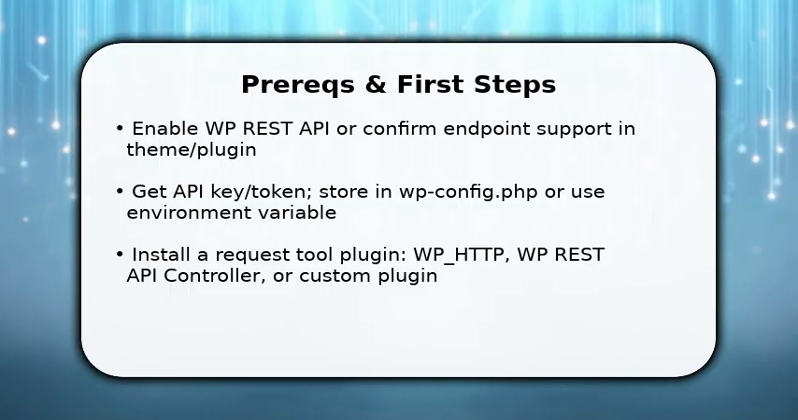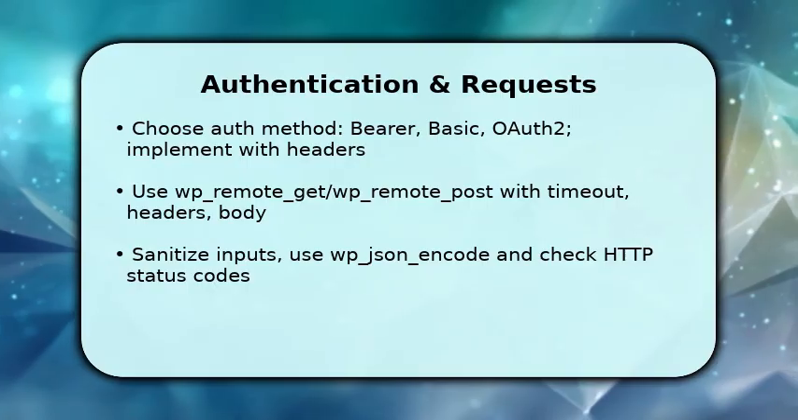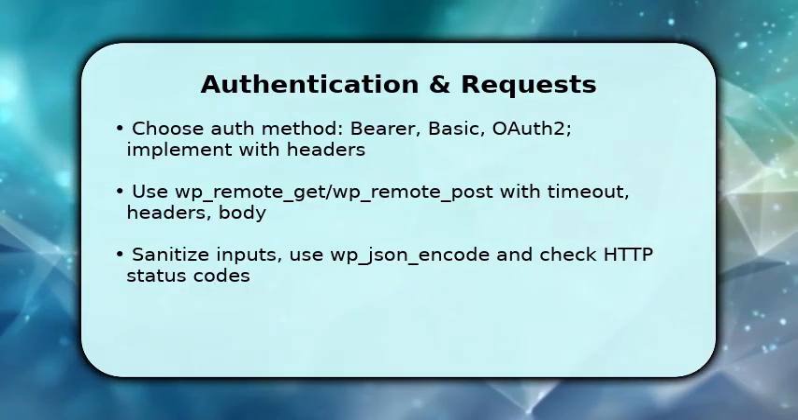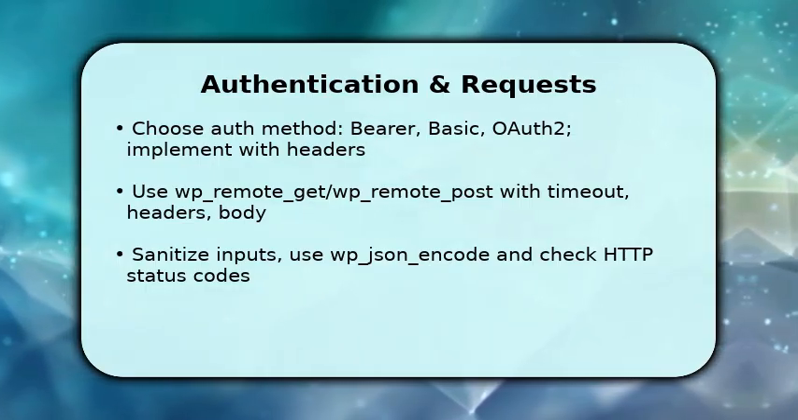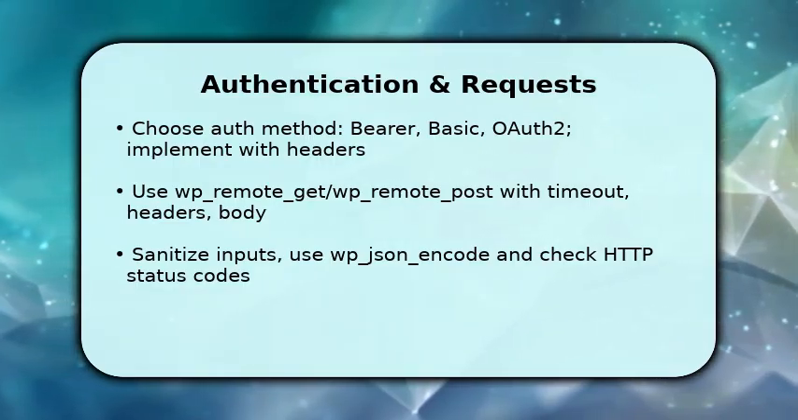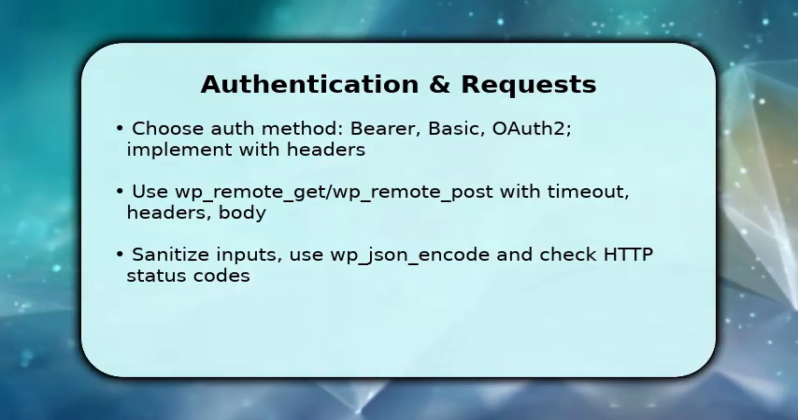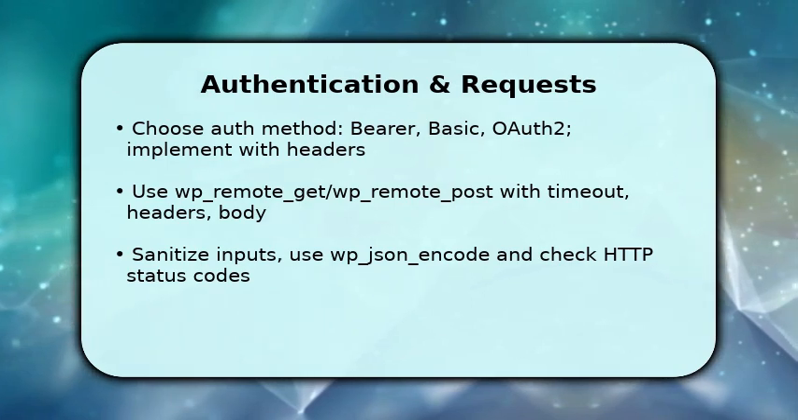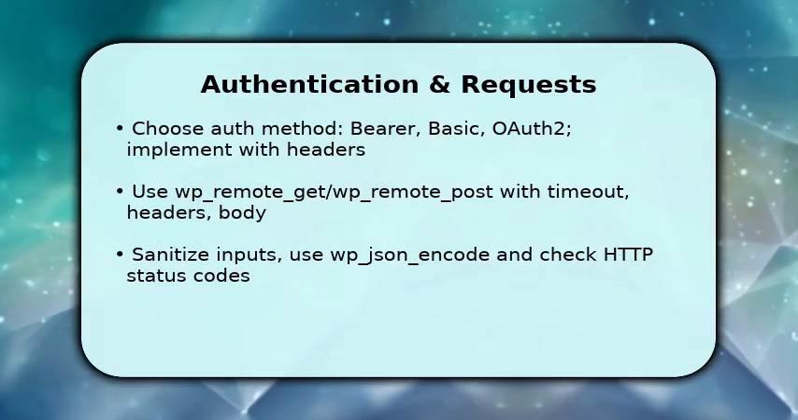Now implement authentication and request handling. Decide between bearer token, basic auth, or OAuth 2 and add the authorization header in your request function because the remote API enforces it. Use wp_remote_get or wp_remote_post with headers, timeout, and body. Then parse responses with wp_remote_retrieve_body and wp_remote_retrieve_response_code. Make sure to sanitize inputs and encode payloads with wp_json_encode.